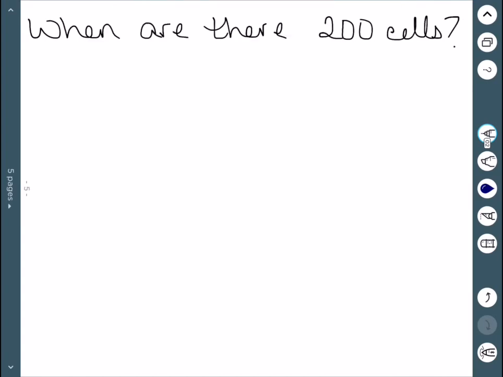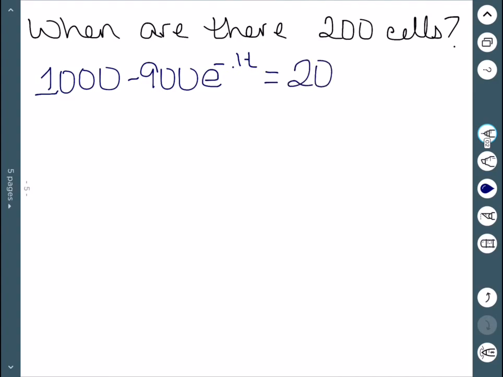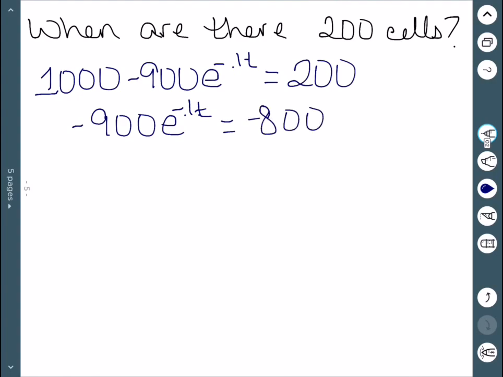Finally, we want to know when there are 200 cells. So we have this nice formula that we just found that predicts how many cells are in there: 1000 minus 900e^(-0.1t), and we want to know when this is equal to 200. I can subtract 1000 from both sides, and that gives me negative 800 on the right. Dividing by negative 900 gives me 8 over 9 on the right.